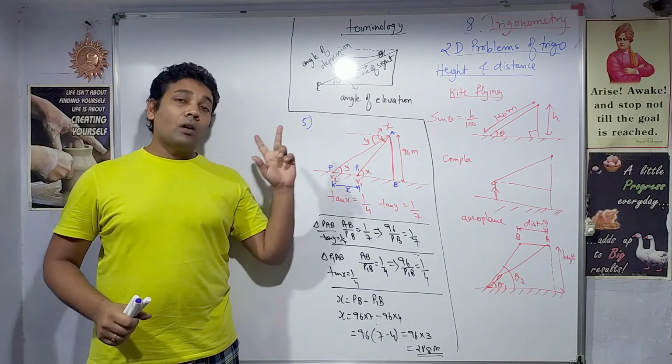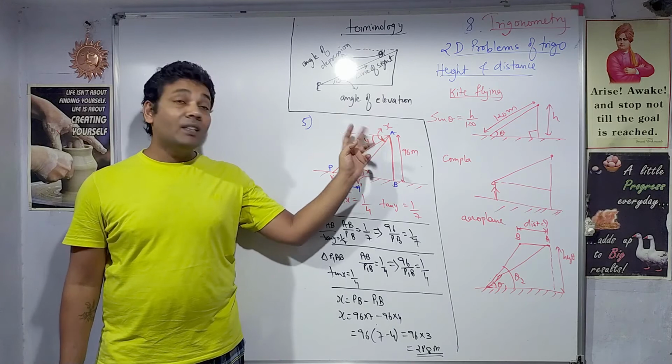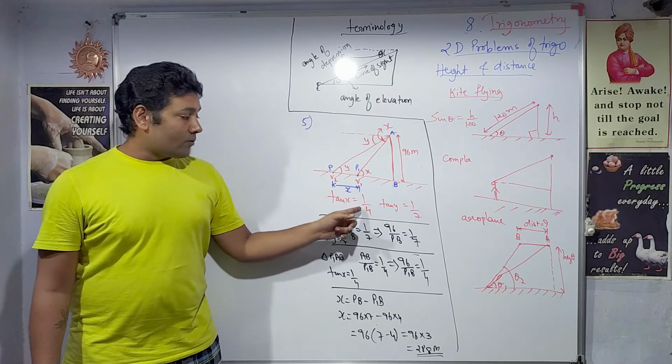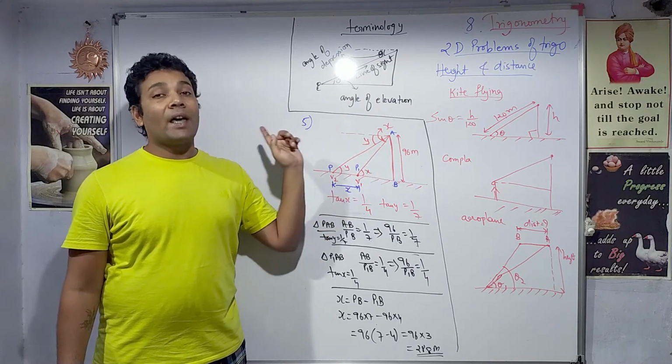Step 1 is to draw the diagram perfectly. Take your own time to understand and draw the diagram. Labeling the angles, as I said, you have to identify which angle is smaller and bigger. Based on that, you will name the angles.